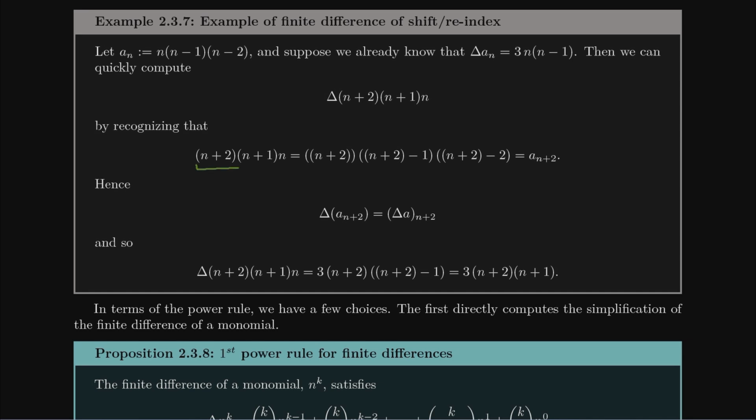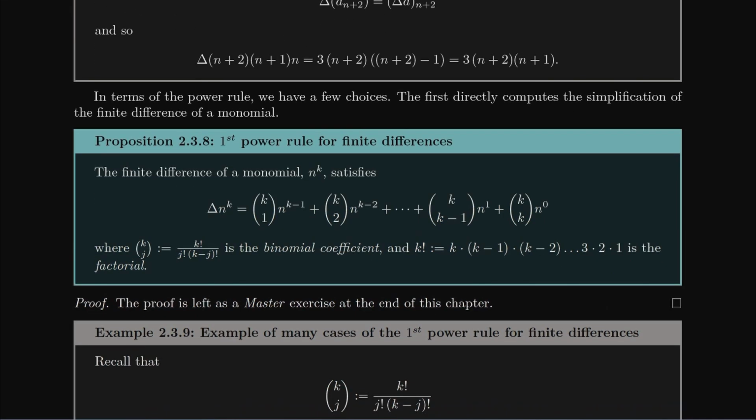That's what I say. So I just recognize that my plus 2 situation is the plus 2 version of the original a_n. So I'm calling it a_(n+2). And so then its finite difference is actually the finite difference of a, which I've already calculated up here, but I'm going to evaluate that finite difference at n plus 2, which means I go ahead and swap the first n for an n plus 2 and the second n for an n plus 2. And if I simplify those terms, that's 3 times n plus 2 times n plus 1. So that's the finite difference of my shifted sequence.